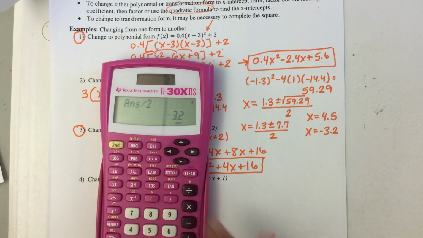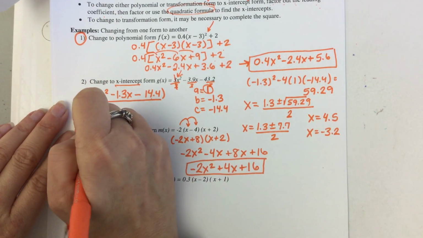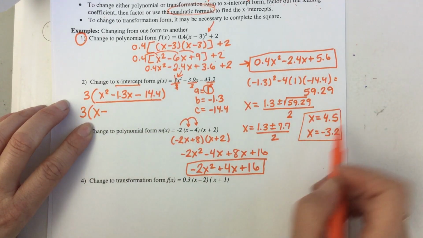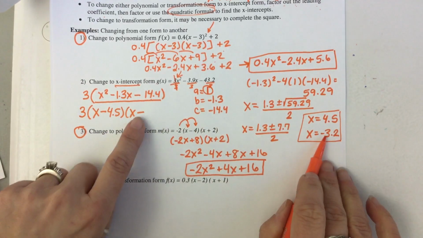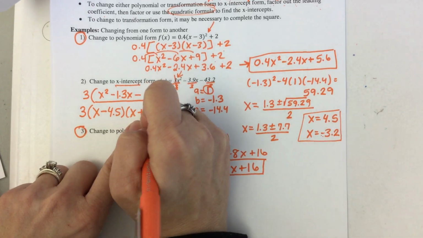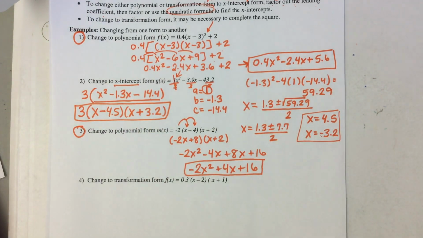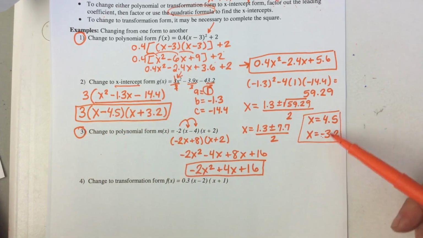Now we can write it in x-intercept form. Your 3 goes out front. Then it's x minus whatever your intercepts are: x minus 4.5 and x minus a negative 3.2. If I minus a negative, this will become a plus 3.2. So to go to x-intercept form, step 1, divide out the leading coefficient. Step 2, find the intercepts, whether by factoring or the quadratic formula. Then to write the equation at the end, it's x minus whatever these intercepts are.